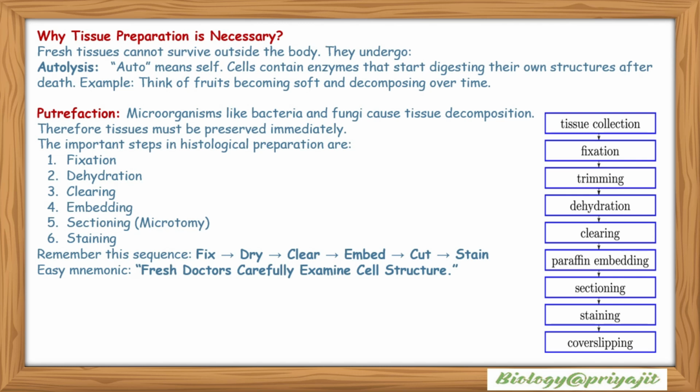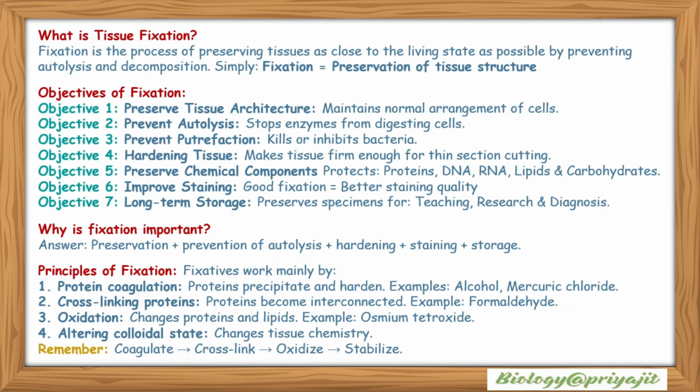The important steps in histological preparation are fixation, dehydration, clearing, embedding, sectioning and staining. Remember this sequence: fix, dry, clear, embed, cut and stain. Easy mnemonic is fresh doctors carefully examine cell structure. That's to remember the concept, to memorize the concept. This is the flowchart showing the process of tissue fixation. Tissue processing. What is tissue fixation?